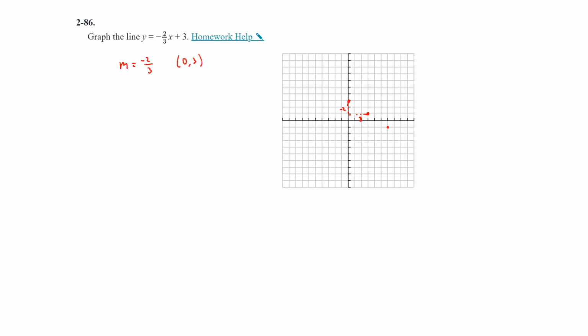So we can do that a couple of times to get a couple points. If you go in the other direction and you want to go up 2, to the left 3, that's fine. This would be a positive 2, and to the left would be a negative 3. So it still represents a negative slope. And once again, make sure you use a straight edge. And there's the graph of the line y equals negative 2/3 x plus 3.